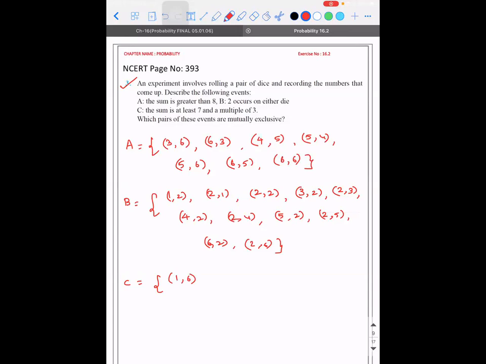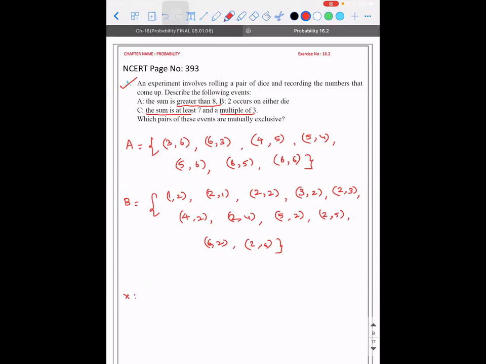No. Here the sum is greater than 8. Here what are they saying? The sum is at least 7 and also a multiple of 3. For this one, what we will do is first dissect it and write it as 2 separate events.